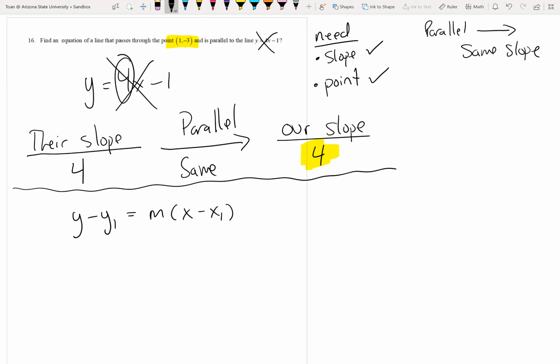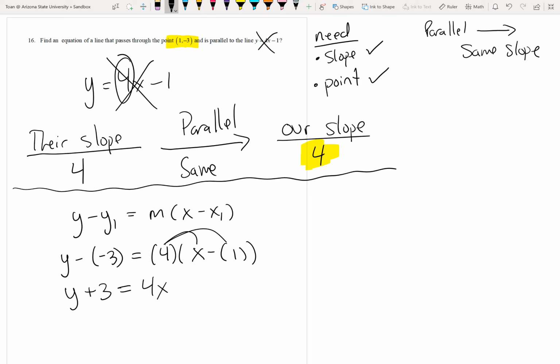Just plug everything in. Y minus my y value of my point, which is negative 3, equals the slope, which was 4, times x minus our x value, which is 1. Go ahead and simplify. Y minus a negative 3, minus a negative is a positive. Distribute the 4, that's a 4x minus 4, and then subtract 3 from both sides. Y equals 4x minus 7. That should have been the equation.